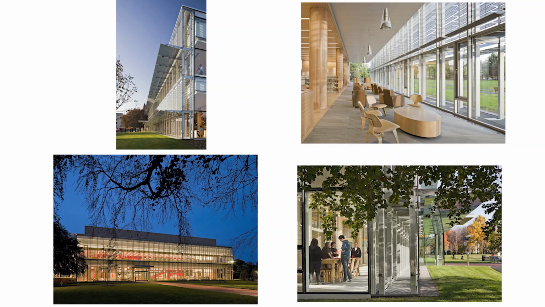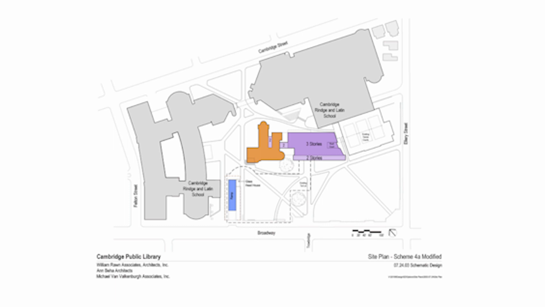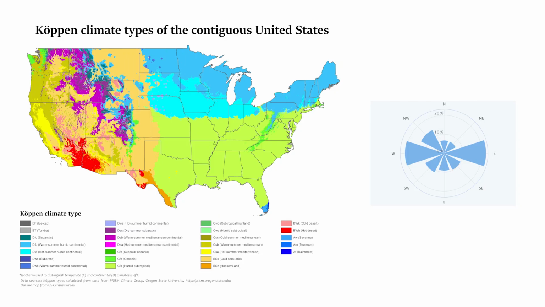We then again looked at another real world building, this time the Cambridge Public Library here in Boston. You can see a couple images on the screen, and then we started to try and understand the climate and also the wind in this area. The climate is a Cfa, which is a warm, temperate, fully humid, hot summer climate according to the Köppen classification system.